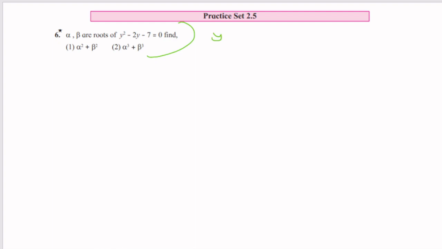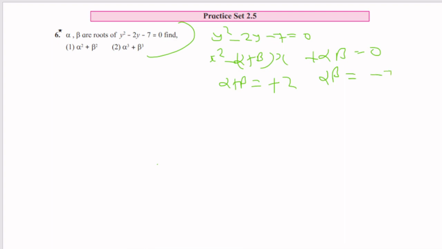Which equation? y square minus 2y minus 7 equal to 0. It means after comparing with the formula, what is the formula? x square minus (alpha plus beta) x plus alpha into beta equal to 0. So after comparing, you'll get alpha plus beta is equal to plus 2 and alpha into beta is minus 7.